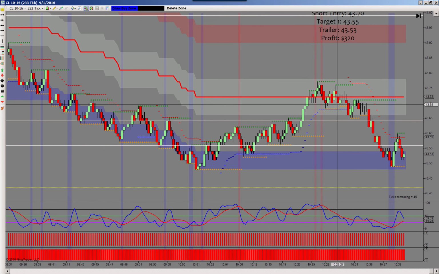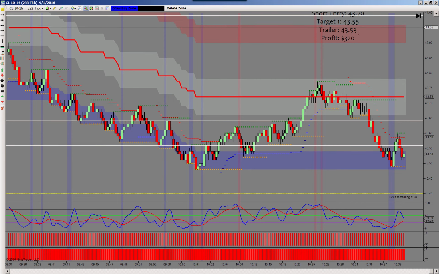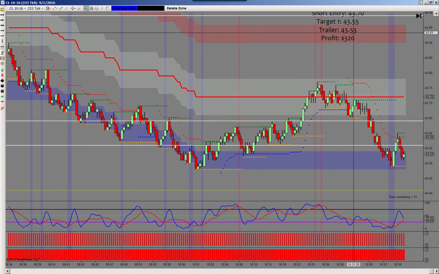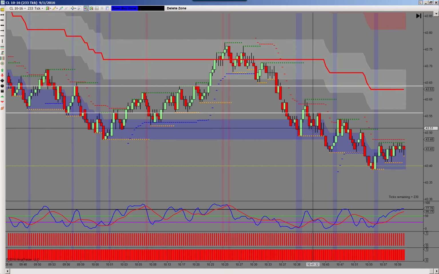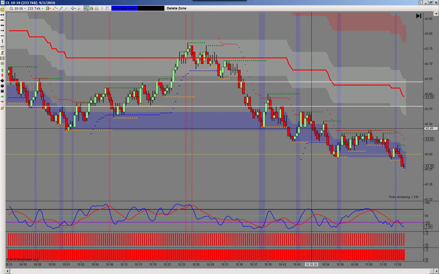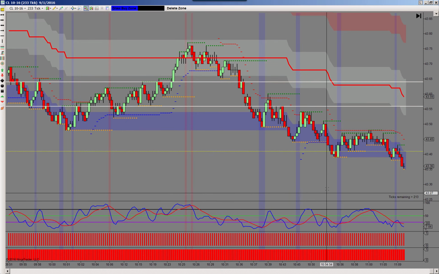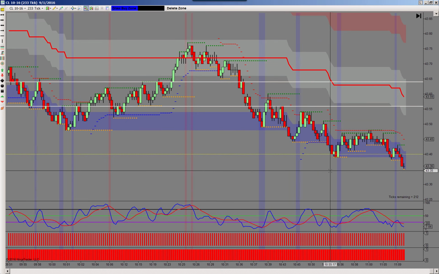Here's the money pattern. Entry 43.70, target 43.55, and then got an extra 17 ticks on my trailer for $320. Gang, just over 3 hours, that's $1,000 in profit with 2 contracts. Great way to start September. Follow your rules and day trade for cash flow.